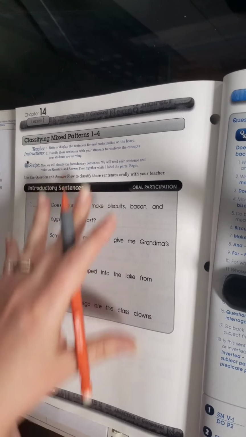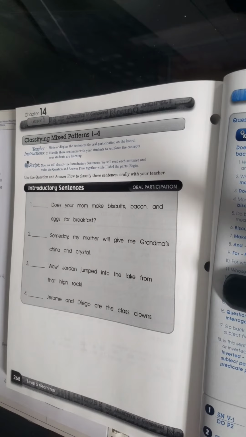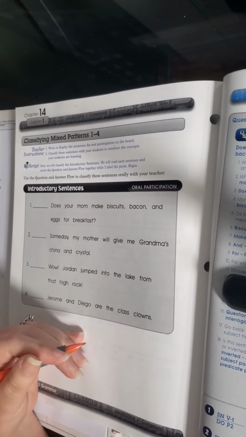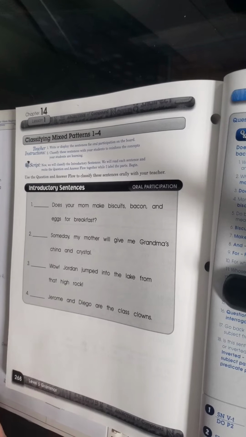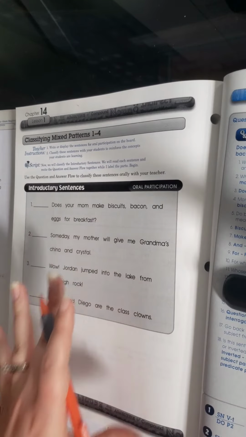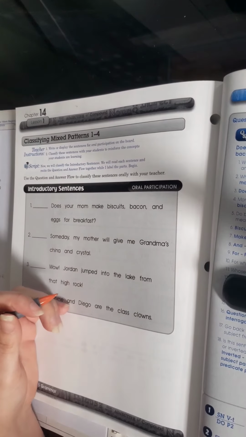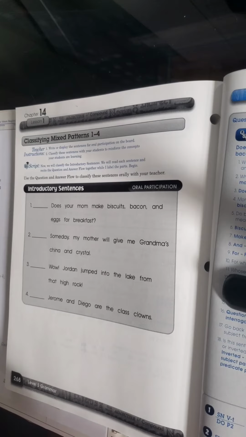I've got to figure out what pattern they are. First thing I'm going to do is find out what all the patterns are before I fill in everything, because I know there's going to be one of each pattern. And that's a clue on your homework. There will be one of each type of pattern, as long as there's 4, and I'm pretty sure there will be 4. All right, so let's see if we can figure it out.